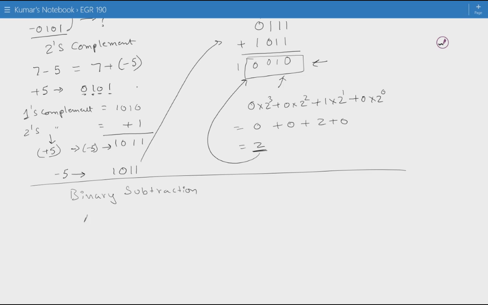So basically, in order to do binary subtraction, what I'm saying is, if you have to subtract a minus b, write it as a plus minus b, and in other words, take a plus 2's complement of b. So if you do this, a plus 2's complement of b, that is nothing but a minus b. That is the simplest way to do subtraction of binary numbers.